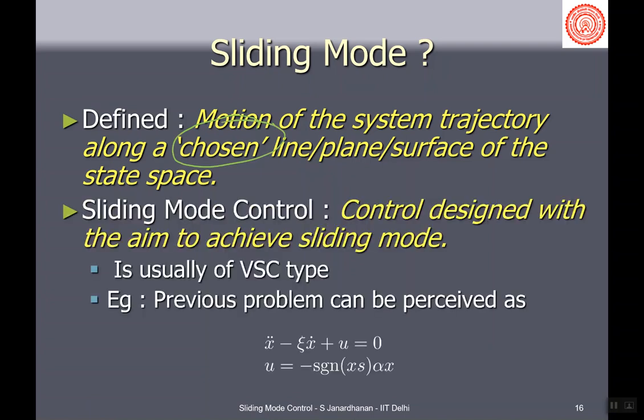and the control, whatever the control design that we are doing to achieve sliding mode, can be termed as sliding mode control. And till now we have seen that it is possible using a variable structure type of controller. Okay, so in the last example, the unstable system example, you could have said that if you design like this, you get sliding mode.